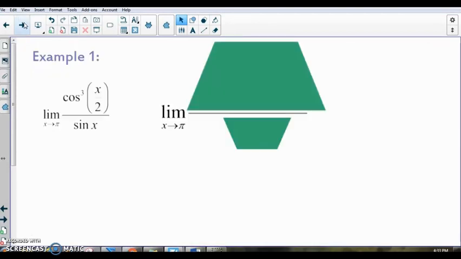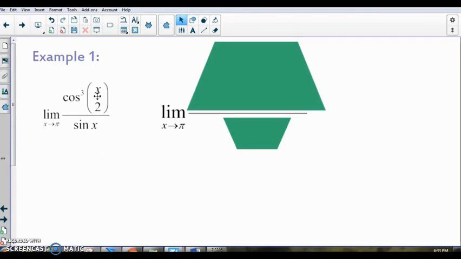So here's the first one. Cosine cubed of x over 2 divided by sine of x. And if you were to substitute pi in for x, you get cosine of pi over 2, which is 0, sine of pi, which is 0. You have to check first to make sure that it's 0 over 0. Otherwise, you can't apply L'Hopital's rule. It has to look like that.